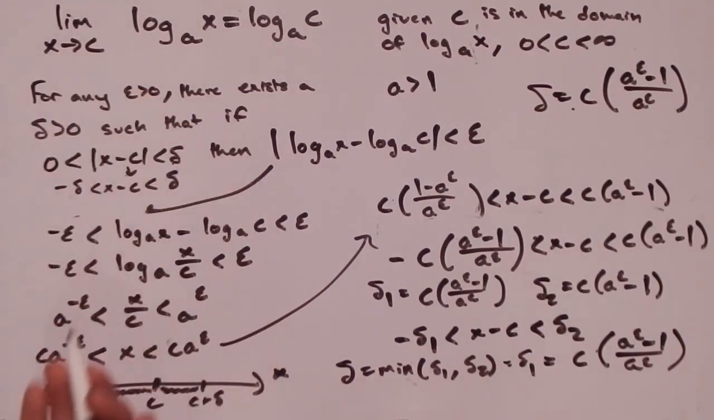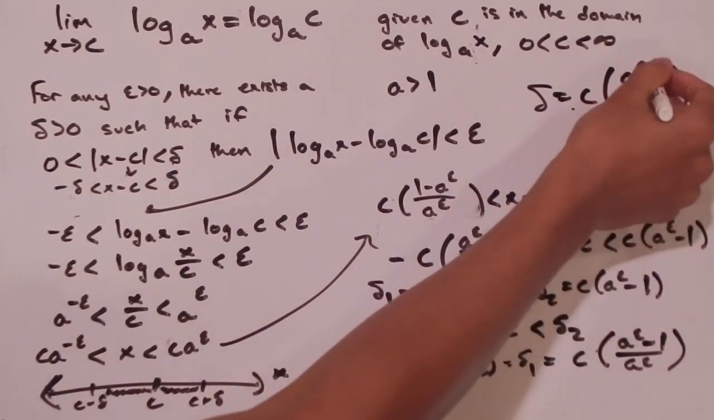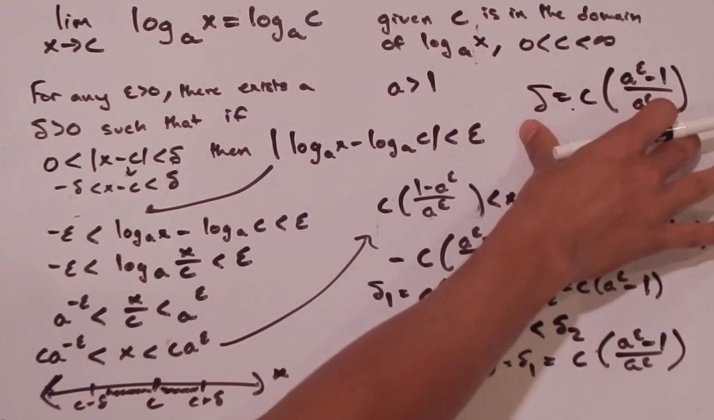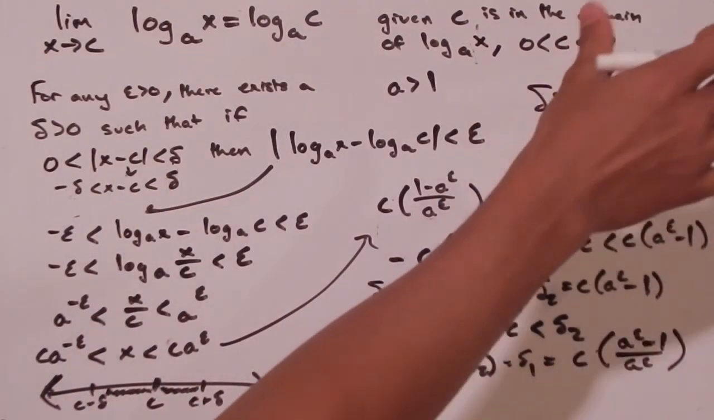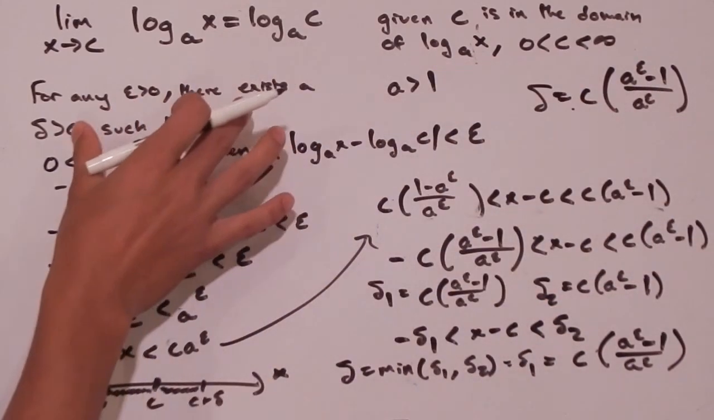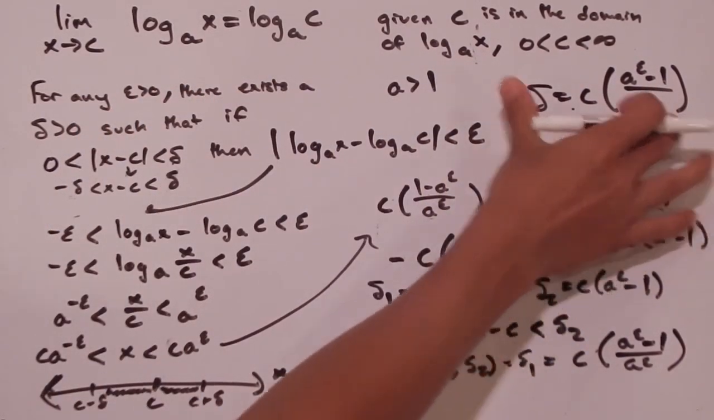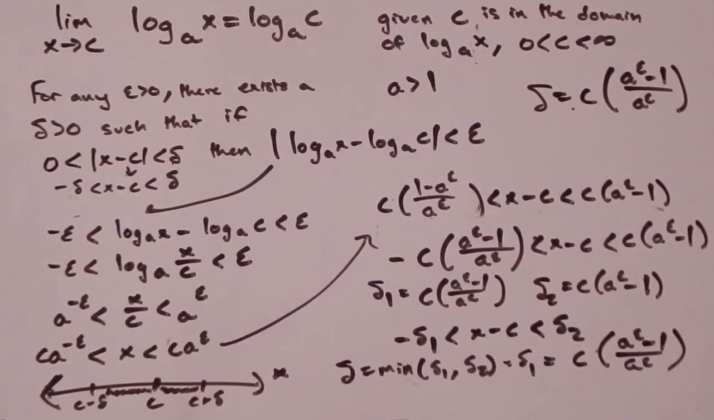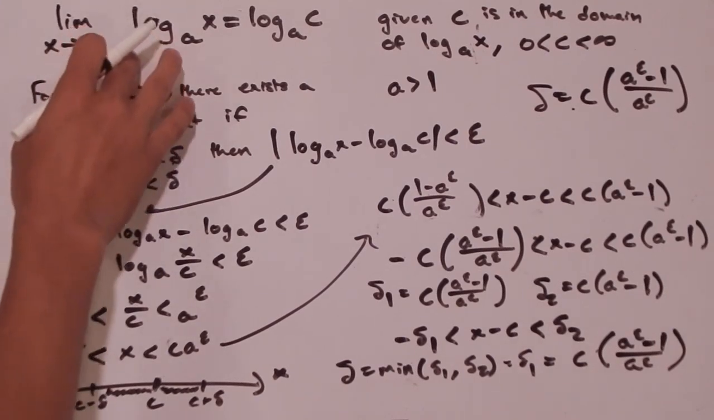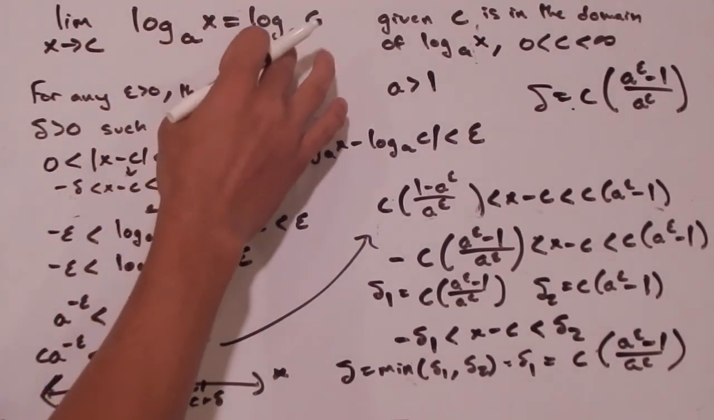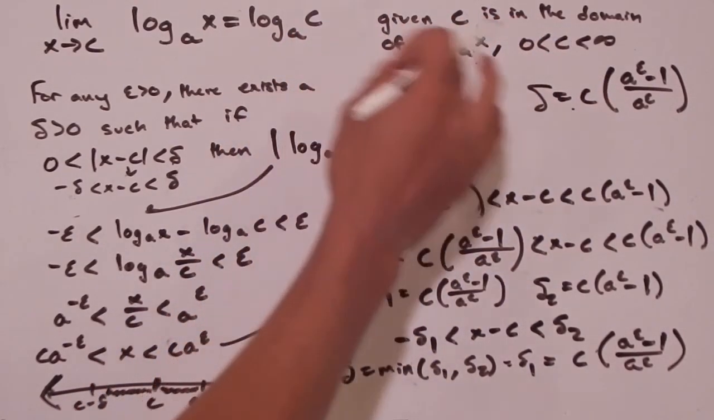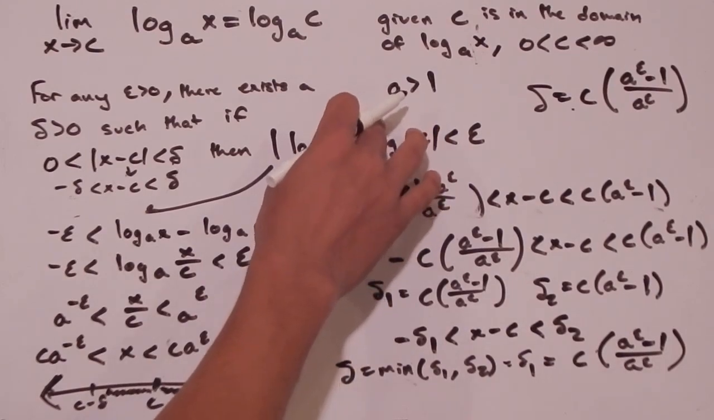So if you gave me an epsilon value of maybe 0.01, all I would do is plug 0.01 in here for epsilon, plug in my c, plug in my a, and I would have my delta value for that corresponding epsilon value. So we have effectively shown that for any epsilon value, that delta value does exist. All you have to do is take that epsilon value and plug it in right here. So that proves that the limit as x goes to c of log base a of x is equal to log base a of c, provided that c is in the domain of log base a of x and that a is greater than 1.